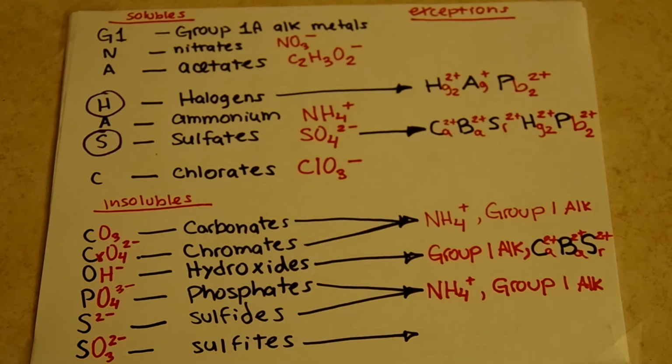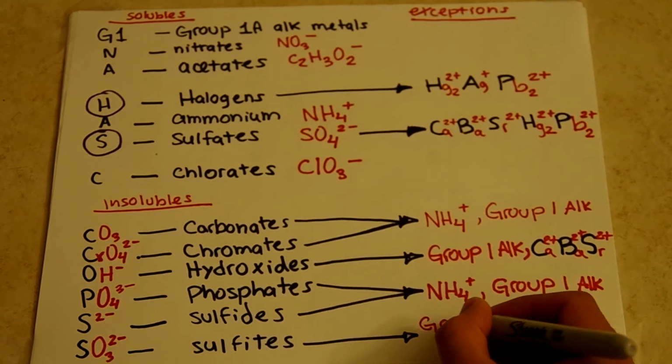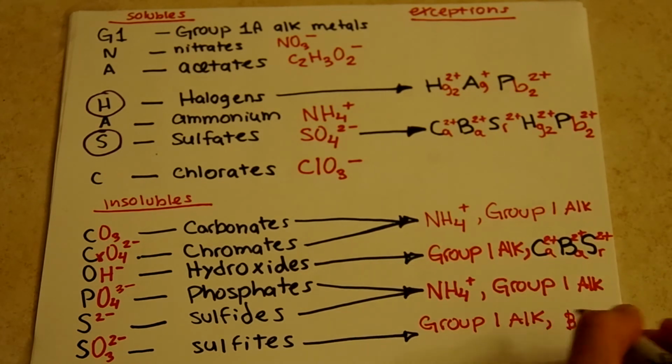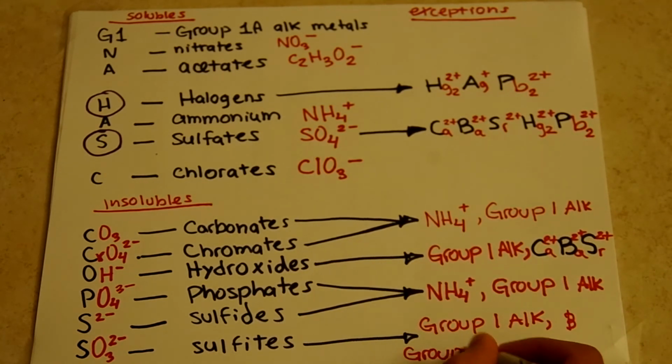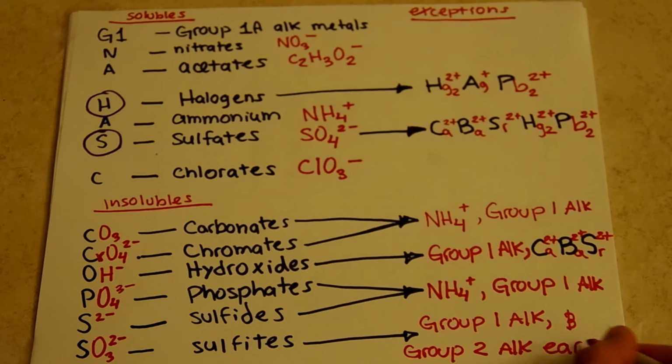Now, the last exception is going to be for your sulfites, for the insolubles. Their exception is going to be your group 1 alkali metals in your periodic table, and also your group 2 alkaline earth metals. So if you look at your periodic table, you'll be able to know that all of the insolubles are going to have the group 1 alkali metals as an exception. So this is basically to help you guys learn the solubility rules.